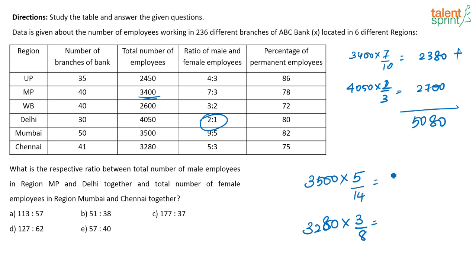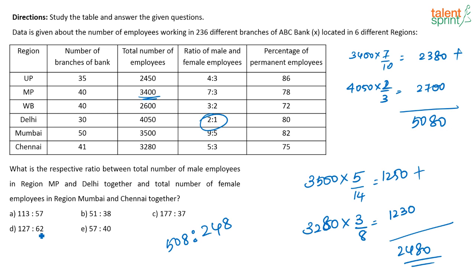Anyone got the answer for this? The ratio that you are looking for is 508 is to 248, which is nothing but 62, 127. Yes, option D, 127 is to 62. Yes, Vidya has given me the correct answer. Sugeta has also got the correct answer.